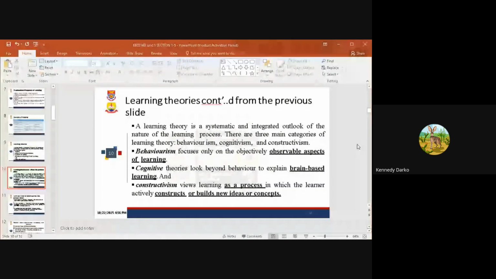Here we have behaviorism. The second aspect, we have cognitivism. Then we have constructivism. What they believe in is that all these will come into play. When we talk about behaviorism, they focus only on the objectives. They only look at the observable aspect of learning.